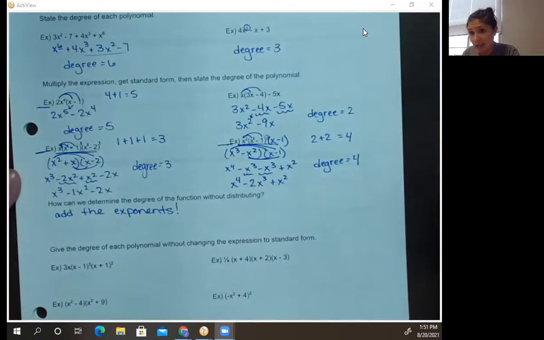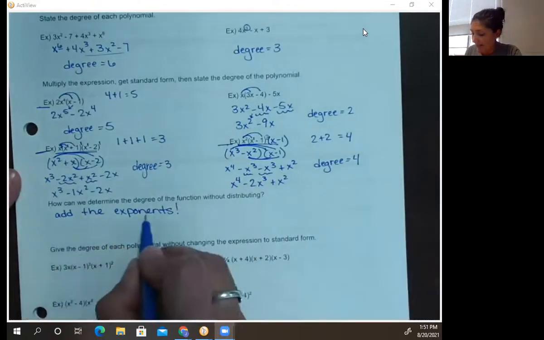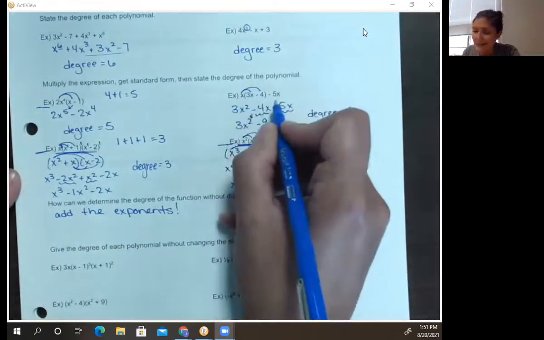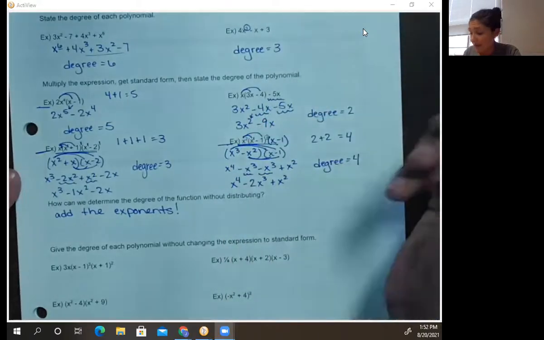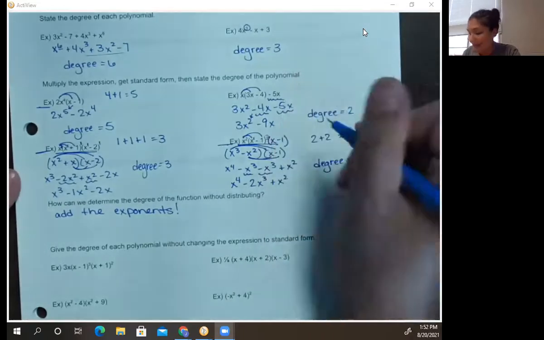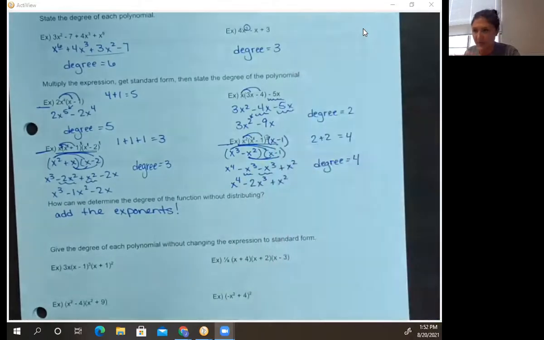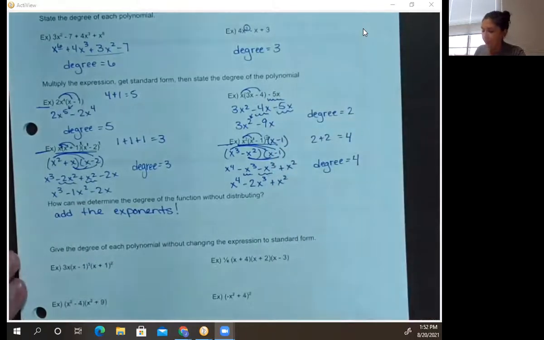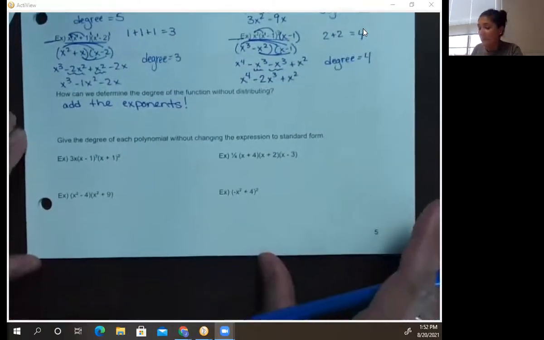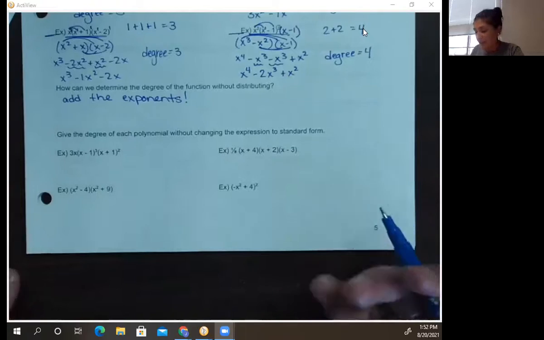I could not use adding the exponents here because this guy's not in factored form. I have that minus 5x here, meaning this is not factored form and it's not standard form. It's sort of a weird in-between version, so I've got to go ahead and distribute on this guy. But let's take a look at a couple more examples where I could just add the exponents.